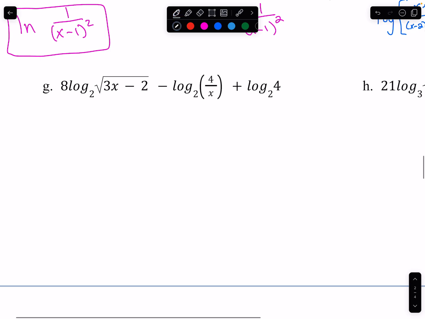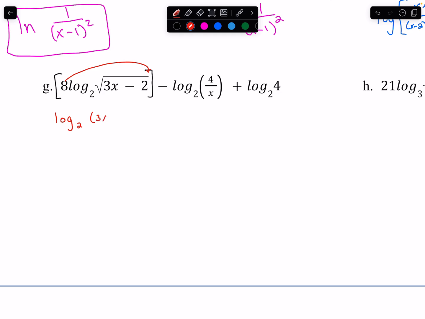All right, so we've got some craziness going on here. So what I'm going to do is tackle this piece by piece. Okay, so let's tackle this one first. I'm going to simplify this all the way. I noticed the 8 is an exponent, and I notice my square root, and I'm going to rewrite the square root as an exponent as well. So I've got log base 2 of 3x minus 2 to the 1/2 power.